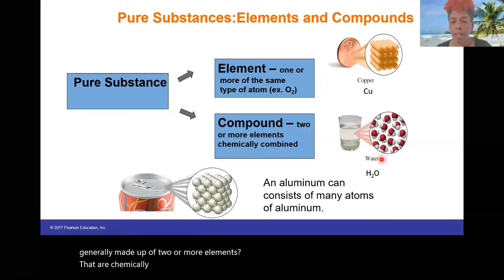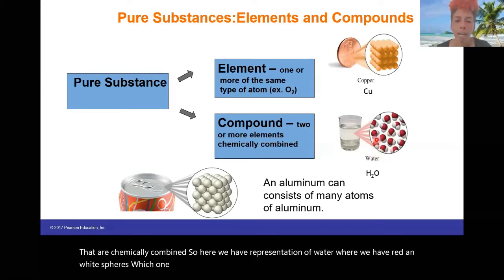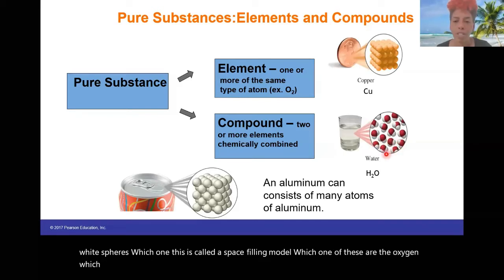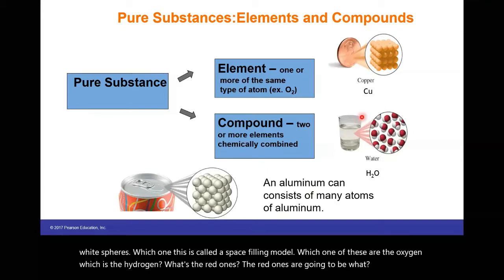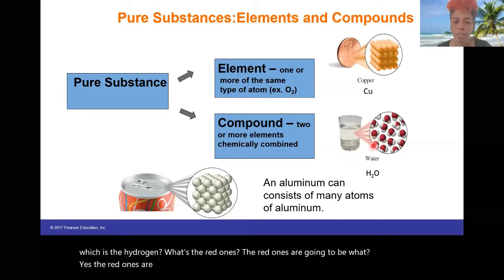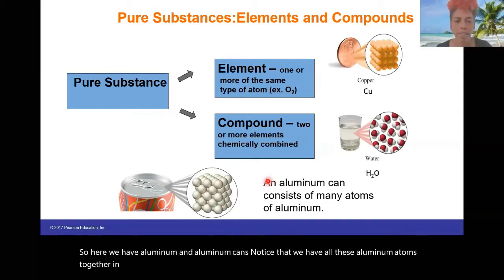So here we have a representation of water where we have red and white spheres. This is called a space filling model. Which one of these are the oxygen and which is the hydrogen? What's the red ones? The red ones are going to be what? Oxygen. Yes, the red ones are oxygen and the white ones are going to be hydrogen. All right. So here we have aluminum, and aluminum cans. Notice that we have all these aluminum atoms together and they're nicely and tightly packed. Okay, so those are pure substances.